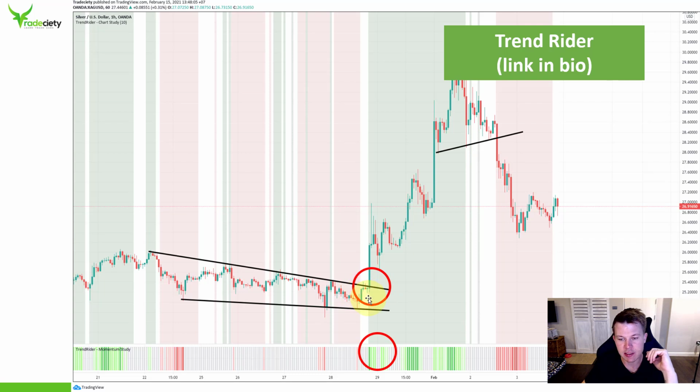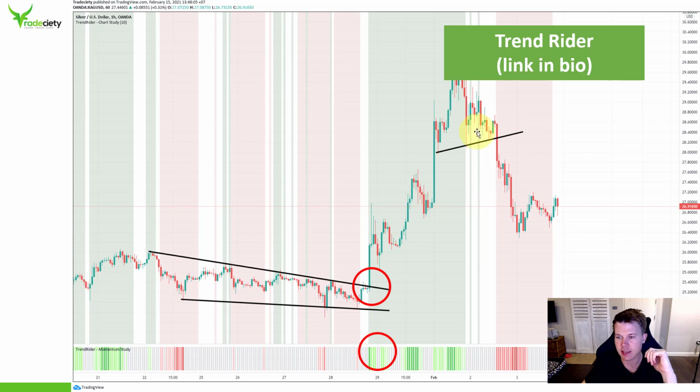Here we have a breakout buildup. The breakout occurs here, very strong breakout. The trend rider turned green. The background color is green, and you can see the market moved higher for quite a bit. Here was the first time that the background color turned white, so you could have gotten out around here if you're using the background color as your trade exit.